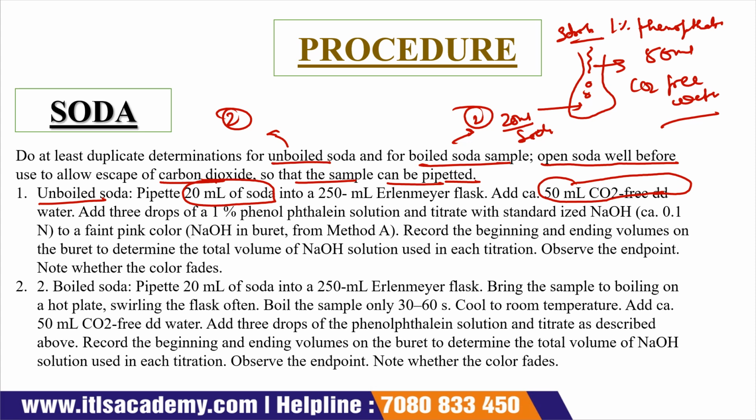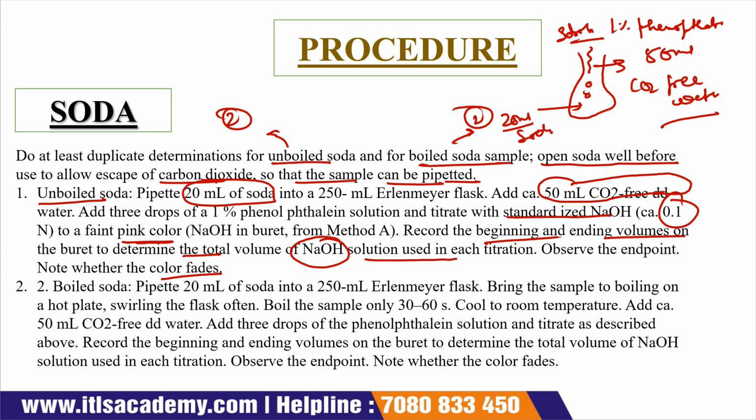Now after that we titrate it with the standard NaOH, that is 0.1 normal NaOH, until the pink color is faint. Then we record the beginning and ending volume on the burette, and with the help of this we determine how much NaOH is used during the titration. One thing we have to observe is the end point, because the color fades.